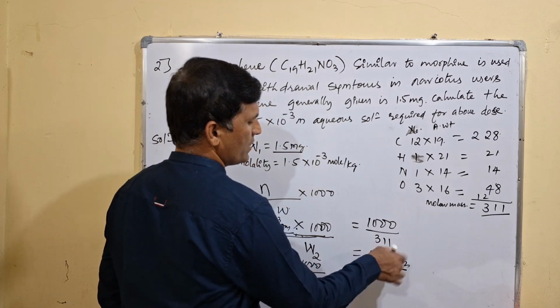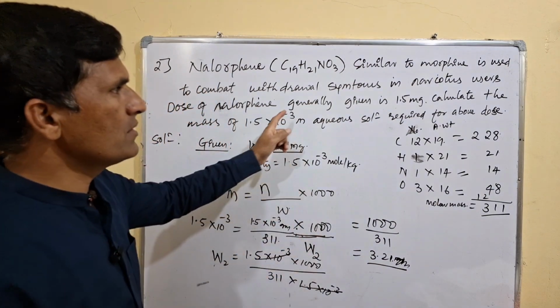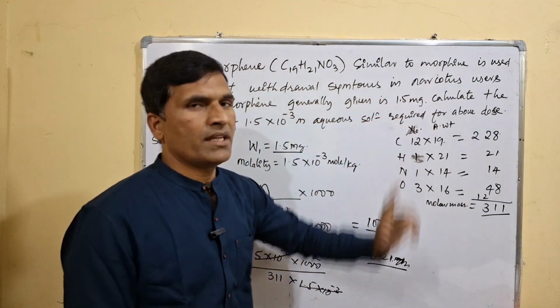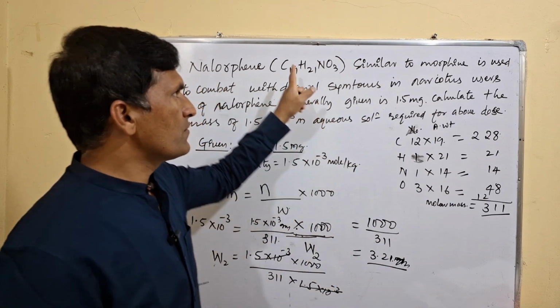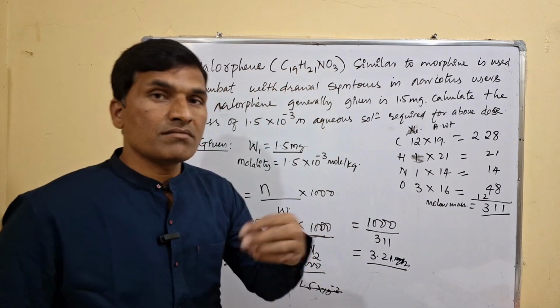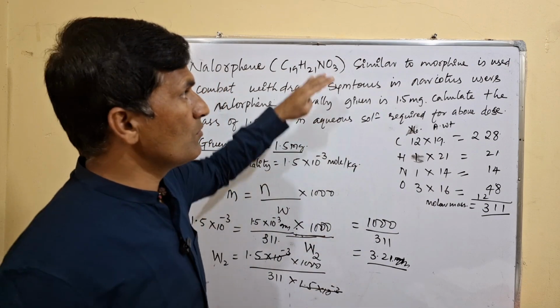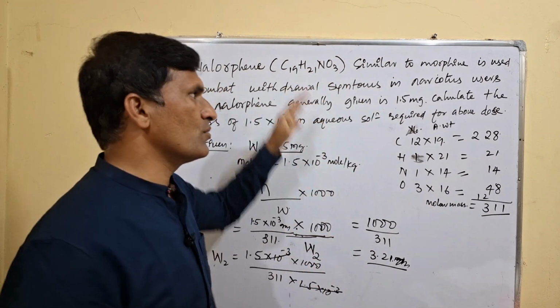So if you introduce this much solution, what happens? That corresponds to 1.5 milligram. Okay, so this is how you are supposed to solve the problem. If the molecular formula is given somewhere, there is an expectation to calculate the molar mass. If required, you can do that.